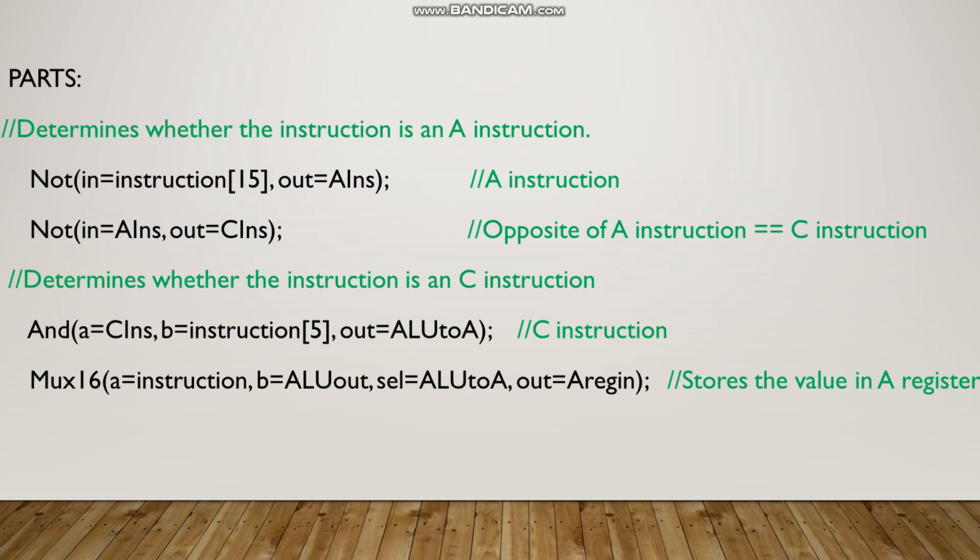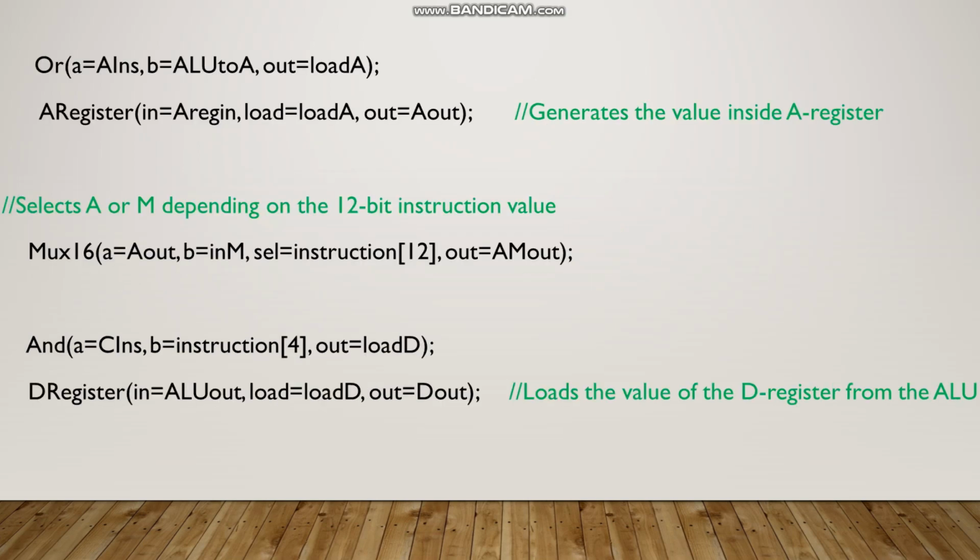A 16-bit multiplexer is also used to select whether the instruction or the ALU output is stored in the A register. In the next part of the code, we have an OR gate. The load bit in the register would be 1 if either the instruction or the ALU output is fed to A. The A register is used to store the value that is fed into it. It takes in the input from the multiplexer and the load A output from the OR gate as its inputs. The output A then generates the value that is currently stored inside the register.